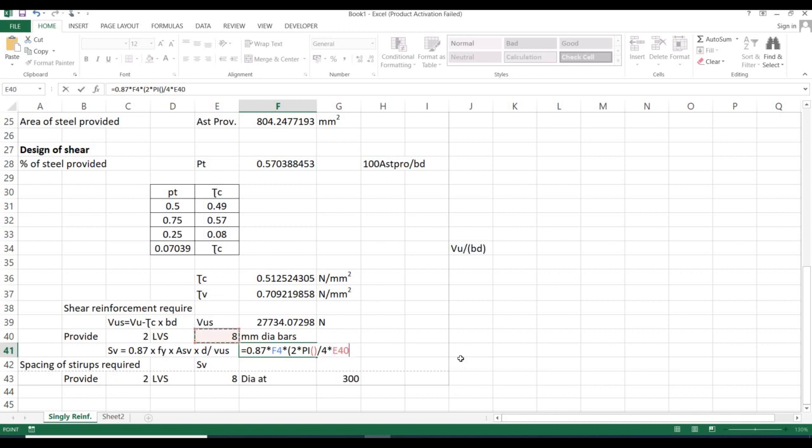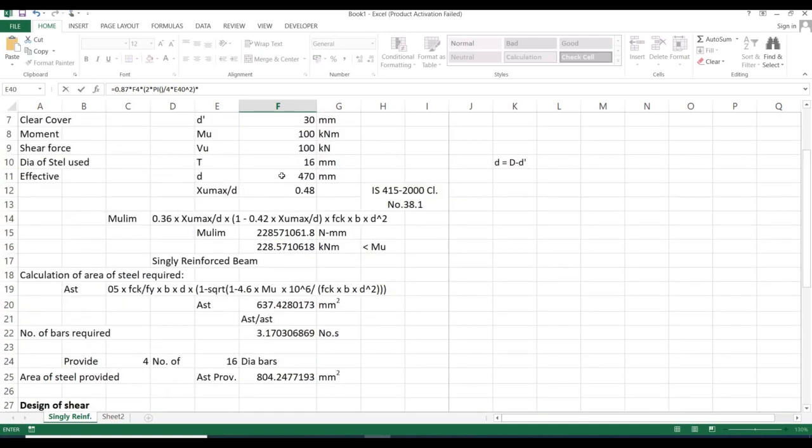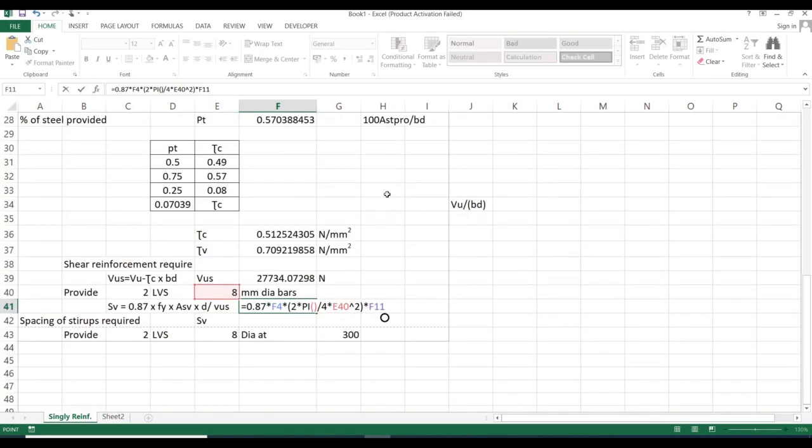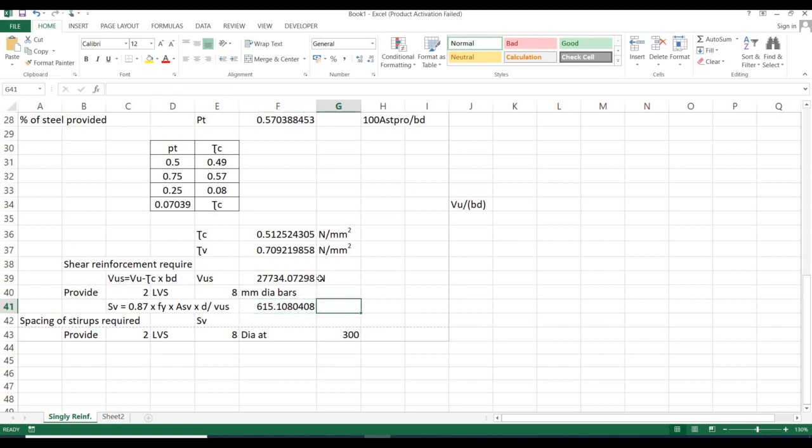Here the diameter of the bar is varied. So here it is 8 mm for shear reinforcement, squared, into d. d is 470, divided by Vus. So this is in mm. So the spacing required is 630.